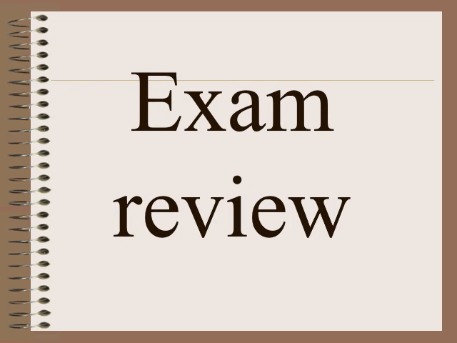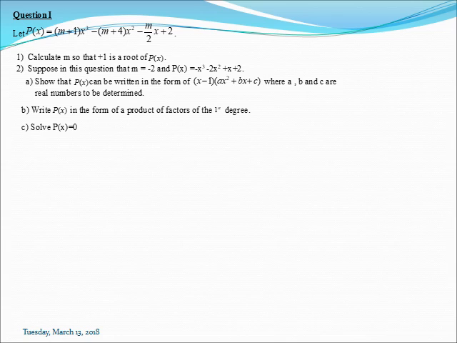And now the exam review. Question 1. Let p of x equal m plus 1 x cubed minus m plus 4 x squared minus m over 2 x plus 2. Calculate m so that 1 is a root of p of x. If 1 is a root, then p of 1 equals 0.